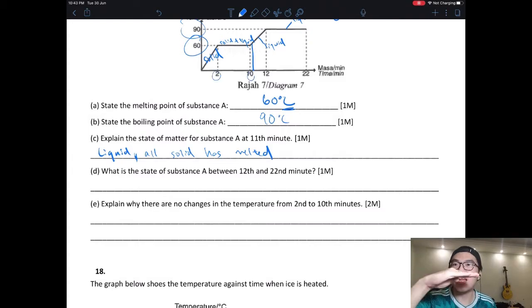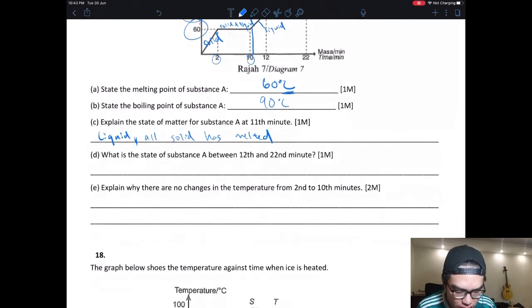If you still remember, the flat line means it's changing state. I went through this last week. During that time, why is there no temperature increase? Because the energy is used to break the bond, to break the force of attraction. Force of attraction is atom and atom, the attraction. I'm using the heat energy to break them apart, so there's no temperature increase. You have to memorize this. So all solid has melted.